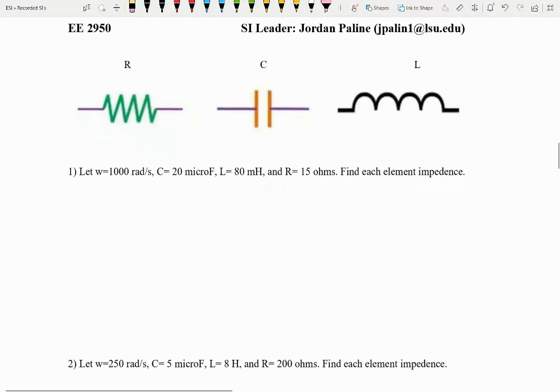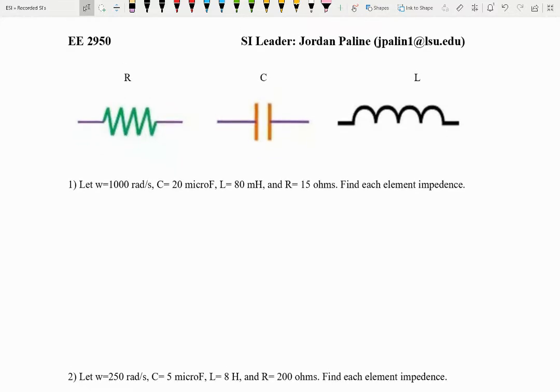So welcome to this video. This video is going to be focused on finding the impedance values of different components. As we can see here, we have a resistor, a capacitor, and then an inductor. So to find all these values, let's just go and write out our equations.